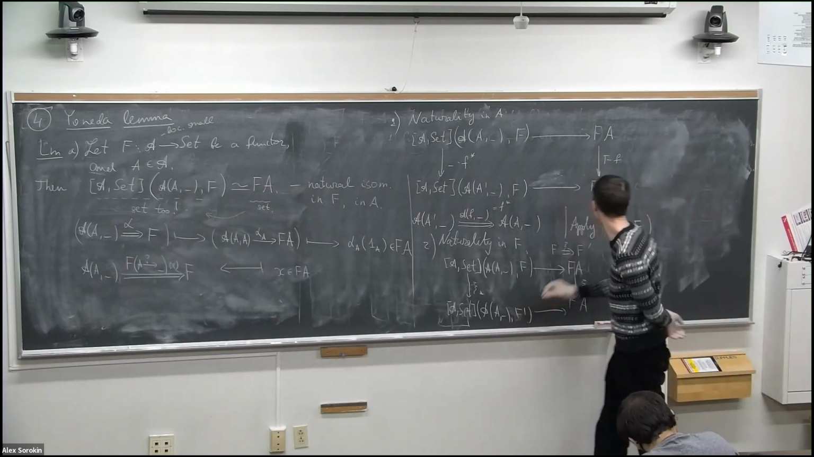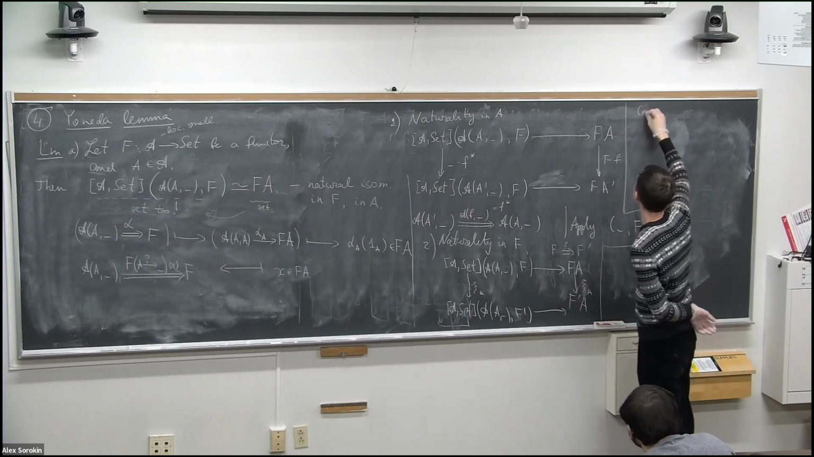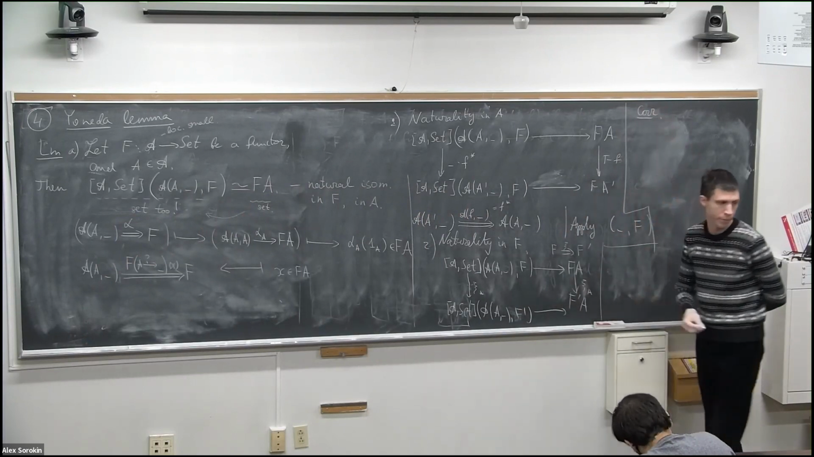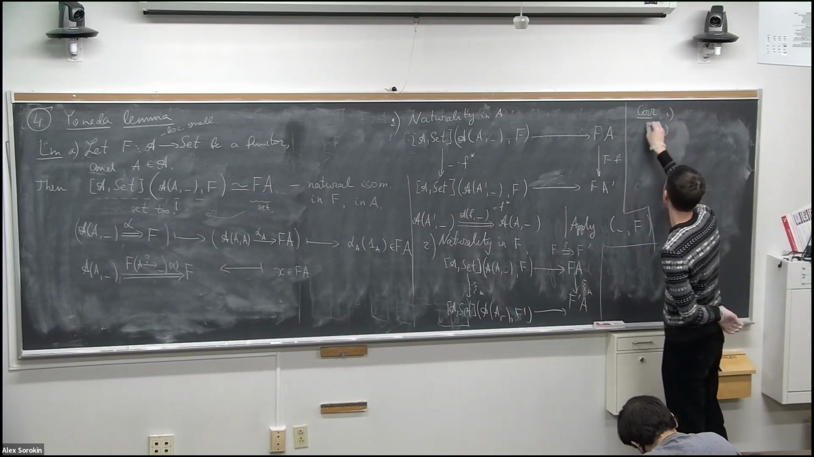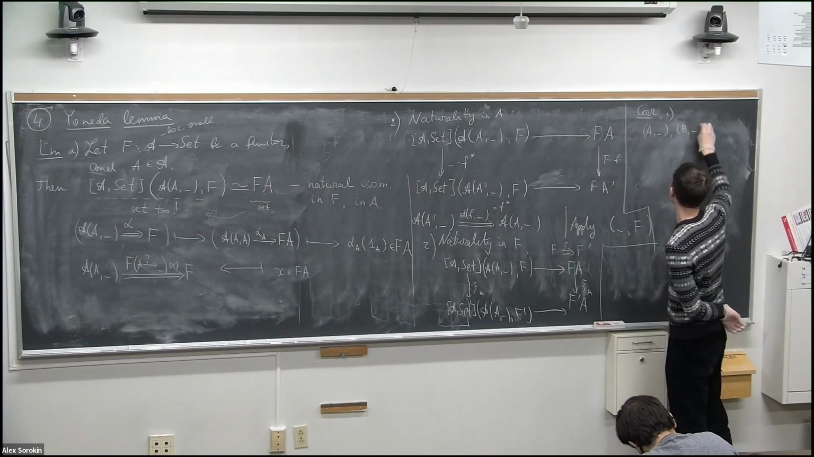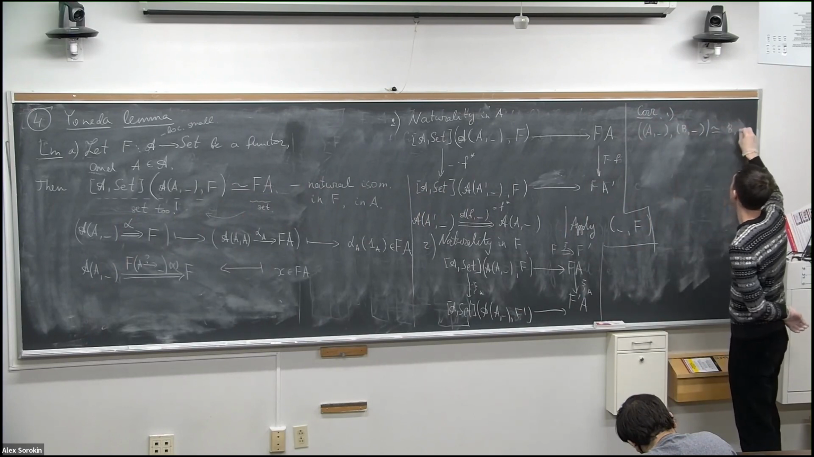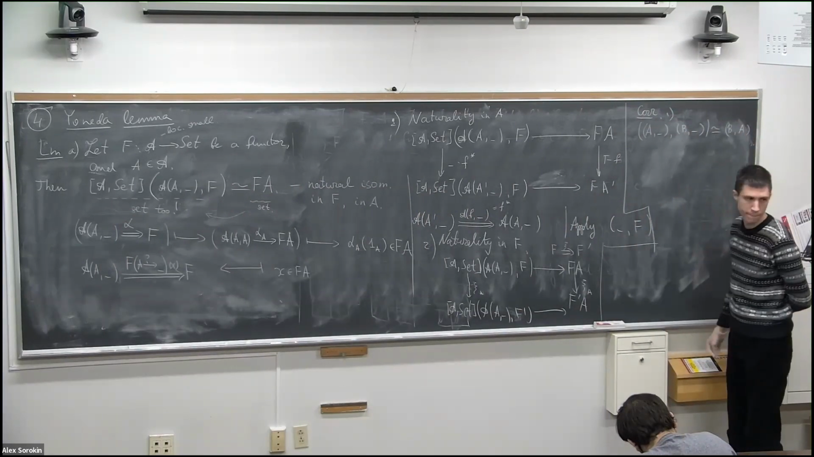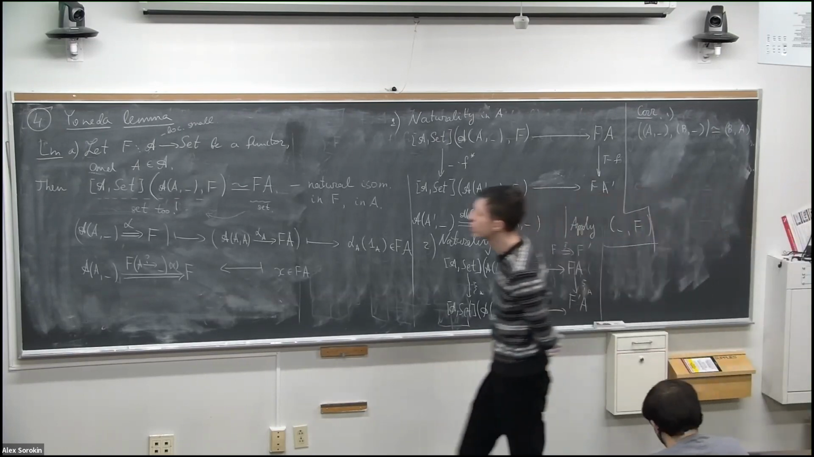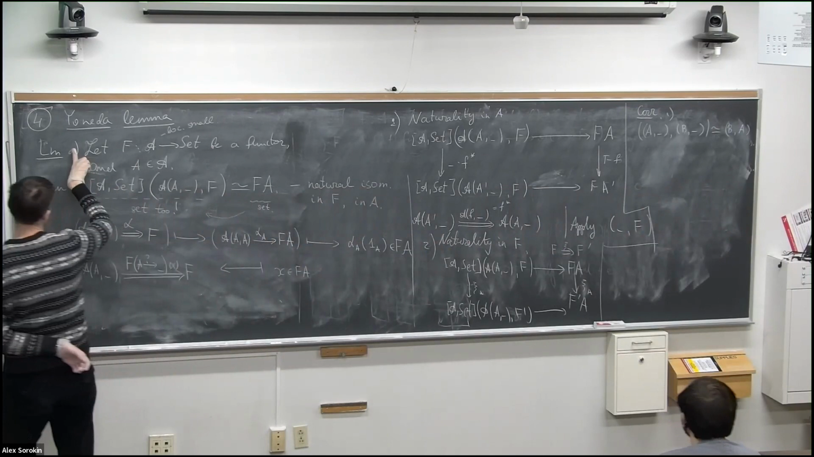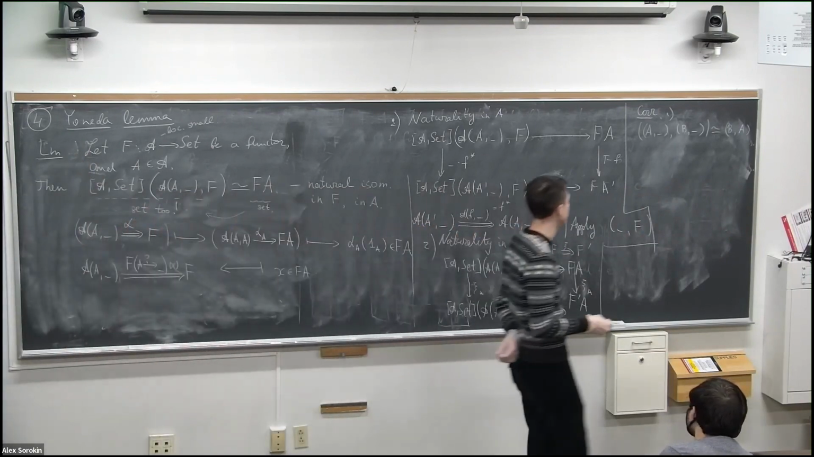Corollaries. Corollaries first. A comma blank, B comma blank, is naturally isomorphic to B comma A. Oh, by the way, I wanted to state the Yoneda lemma for B. I'll state it here. It has nothing specific.